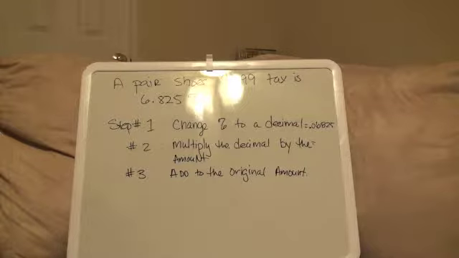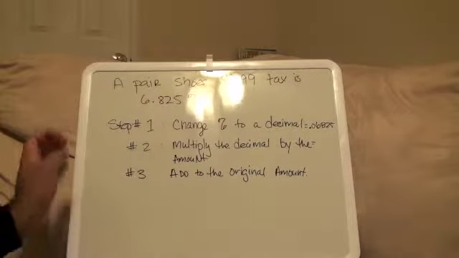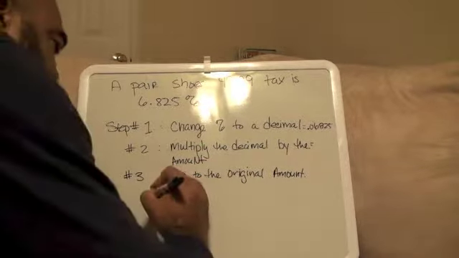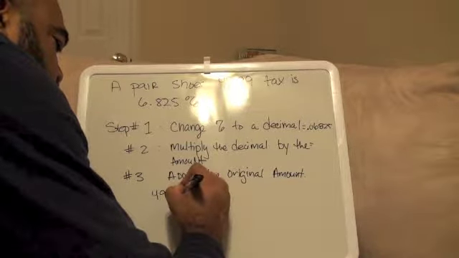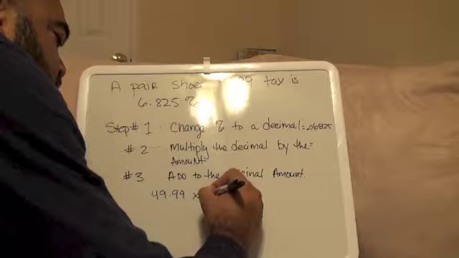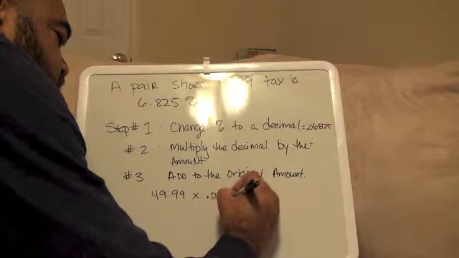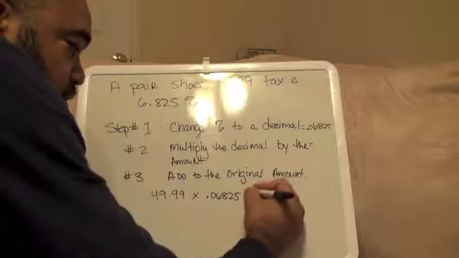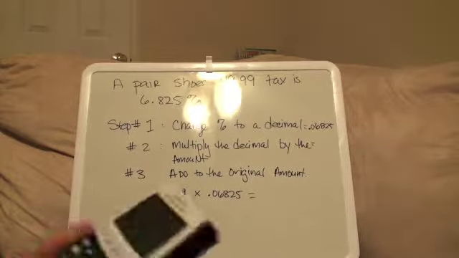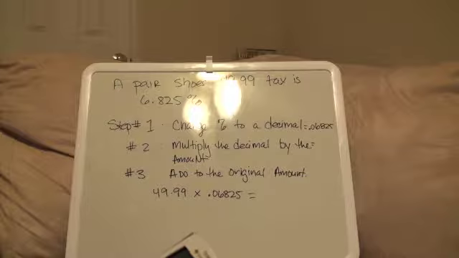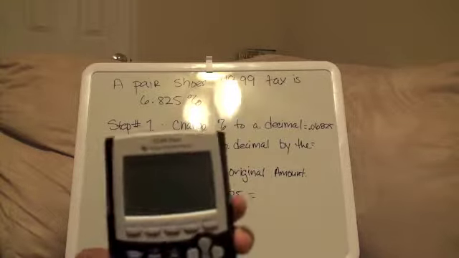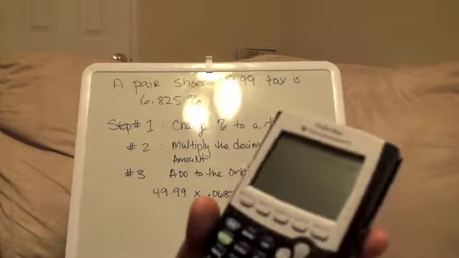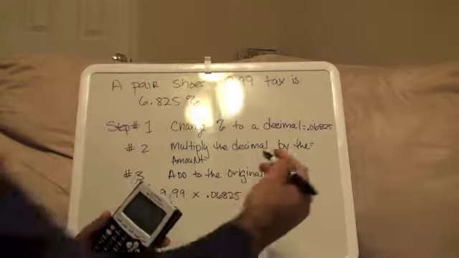Now, step 2, we want to multiply that amount, the decimal, by the amount. What's my amount? My amount is $49.99. So I'm going to take $49.99 and multiply it by 0.06825. So I'll get my handy dandy calculator. 49.99 times 0.06825, and I get 3.41118175.